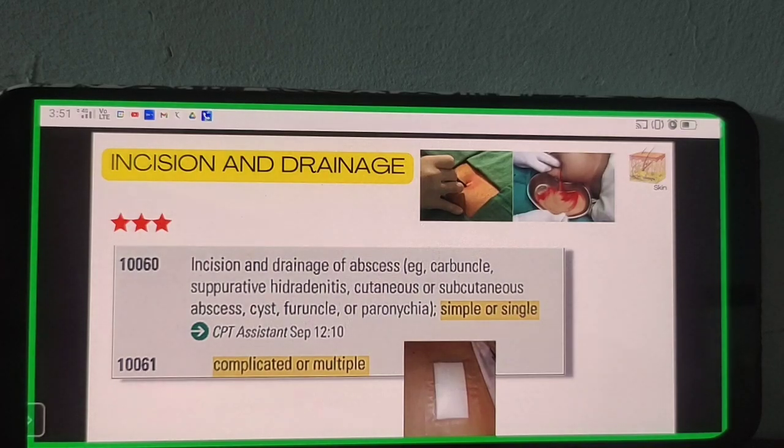Simple means, see the image, the packing. If packing is not applied after completion of the procedure, go for simple. Complicated means, if a doctor applies packing, go for complicated. So with the packing, complicated. Without the packing, go for simple.